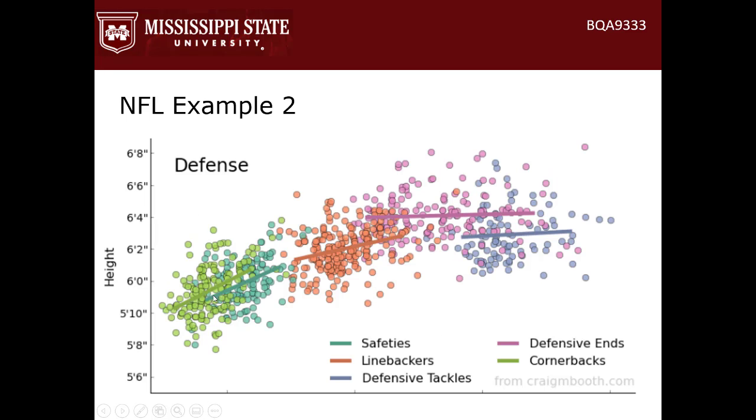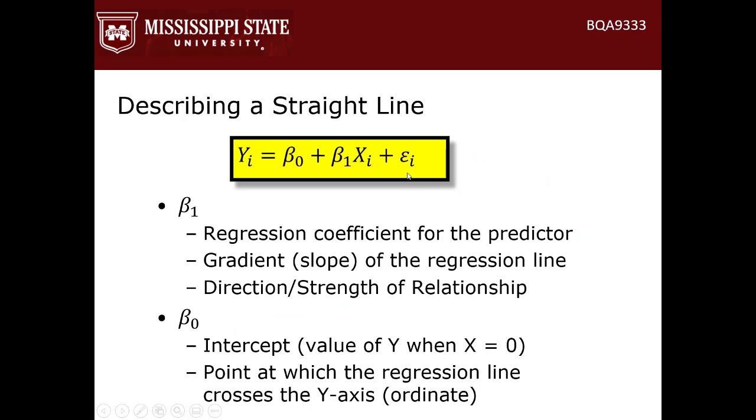And the same happens here. For the smaller positions, the safeties and the cornerbacks, there seems to be a reasonable linear relationship between weight and height. But we see for defensive ends and defensive tackles, the bigger players, there really isn't that strong a relationship. Okay, so let's summarize what we've done thus far.